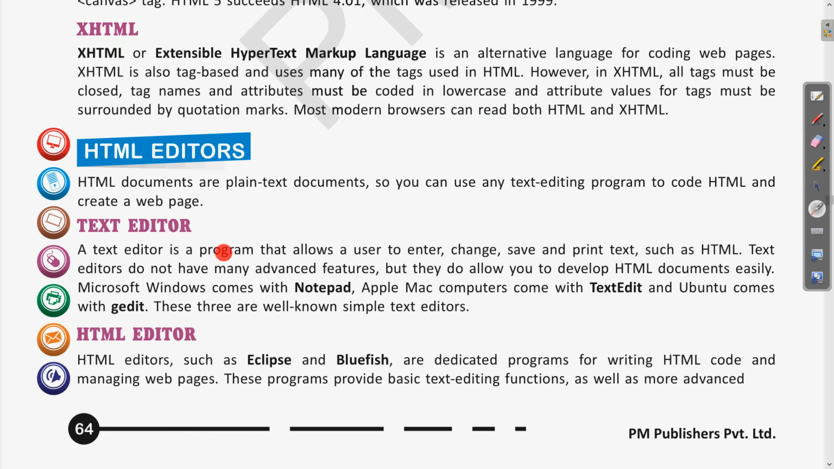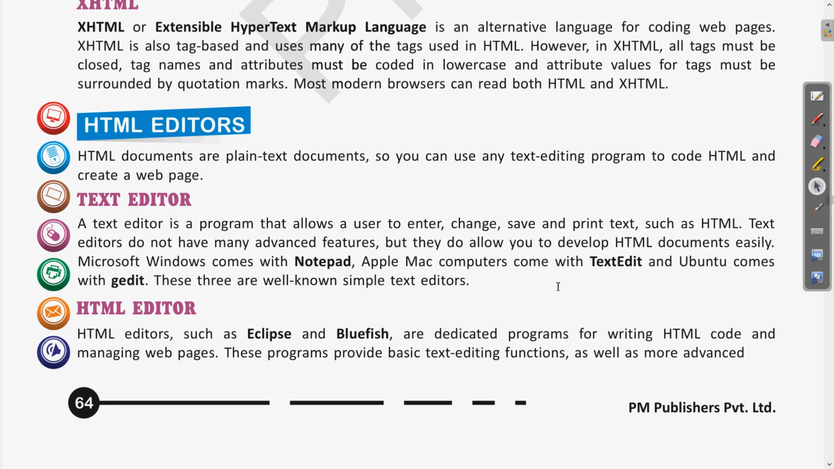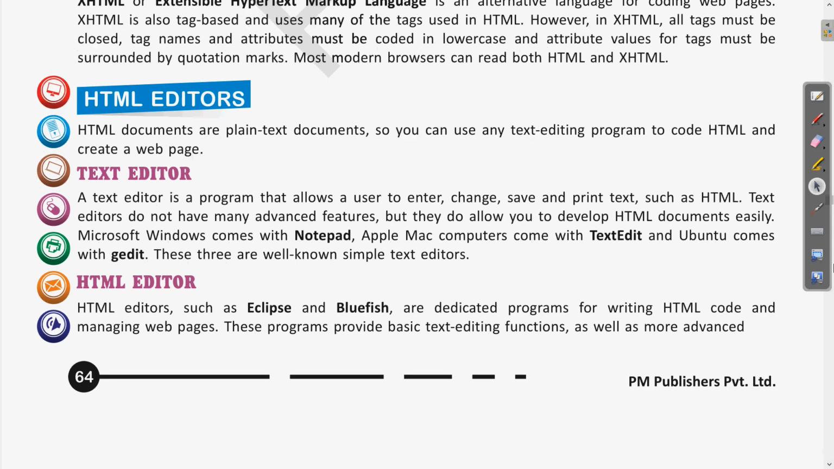Earlier we have seen the text editor, now we have the HTML editor. HTML editors, for example Eclipse and Bluefish, are some dedicated programs for writing HTML code and managing web pages. So what is the difference here? In a text editor, whatever code we were writing was all written in text format, and there are limited features. Only text writing can be done, and the HTML code is written.